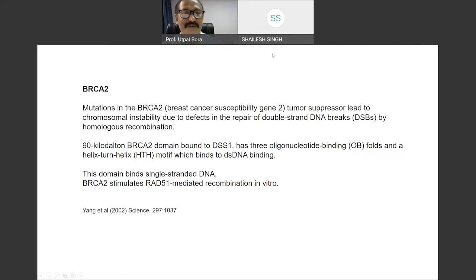As already mentioned here, any mutation in this particular gene would lead to some kind of cancer susceptibility and chromosomal instability due to defects in the repair of double-strand DNA breaks. That means BRCA2, which I'm telling you has certain single-strand binding domains, is involved in the repair of double-strand breaks by homologous recombination.